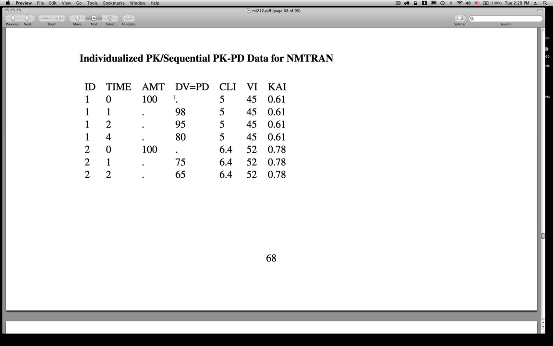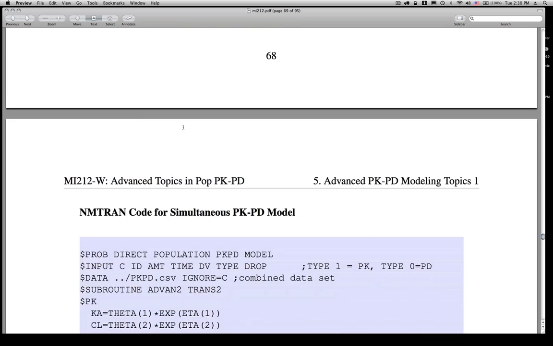The other thing that's different with this model now is we still have the dosing records, because we're going to advance the compartmental amounts and concentrations in the PK system according to the dosing history. But the observations now for PK are not important because we've estimated the PK parameters. What we are going to include in the DV column is the pharmacodynamic observations. Okay, so let's look at the code for each one of those.